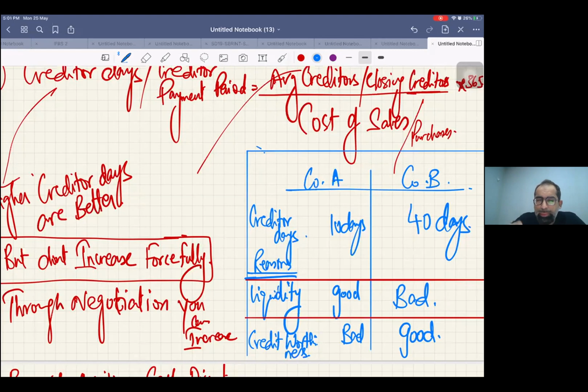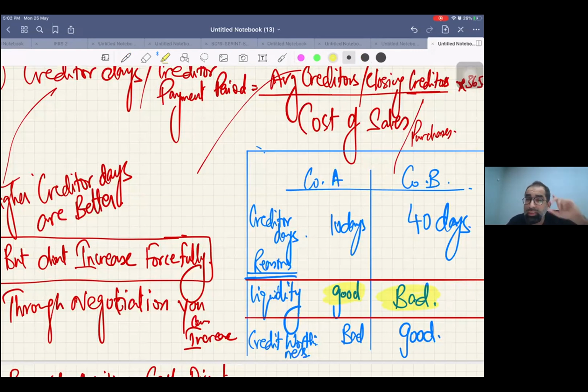That means company A is paying its creditors in just 10 days and company B is taking 40 days to pay its creditors. So what is the meaning? The first meaning is that liquidity of company A is very good and company B is bad, because company A is paying very early and company B is paying very late. That means company B might not have the cash.